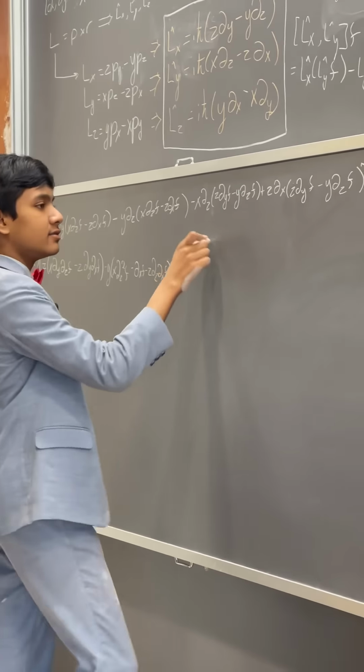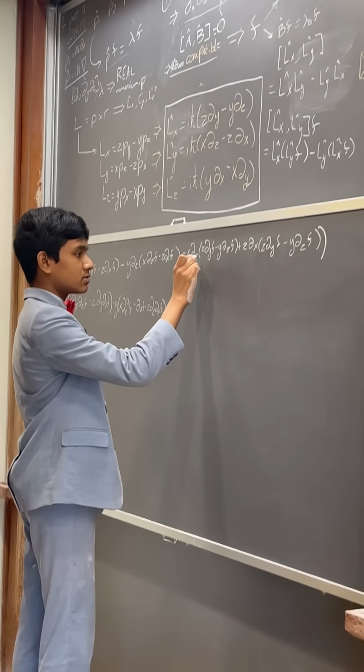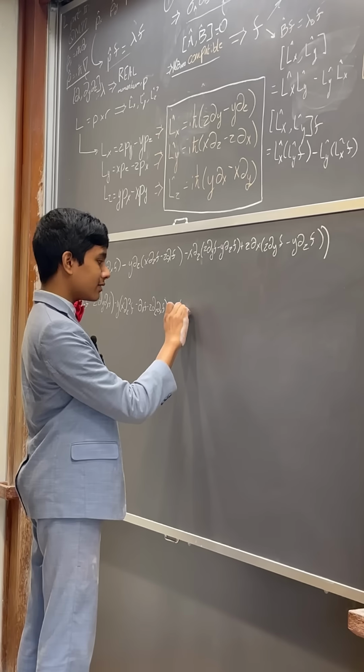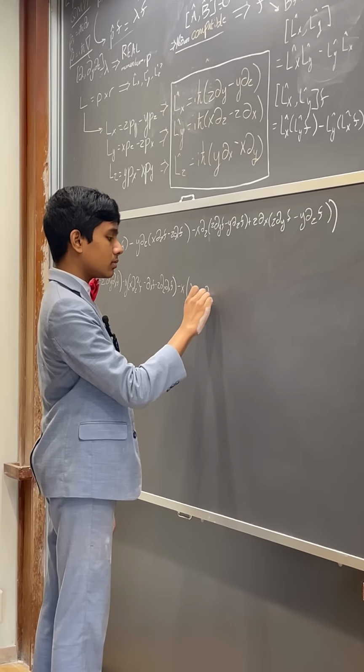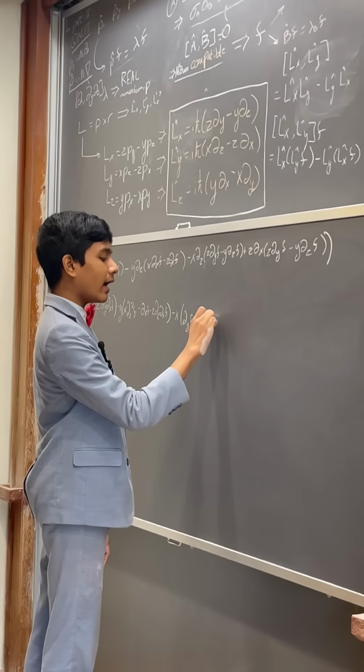Minus x, you distribute these terms. So there's a z again, so we have to worry about it. We just get partial y f plus z partial y f.